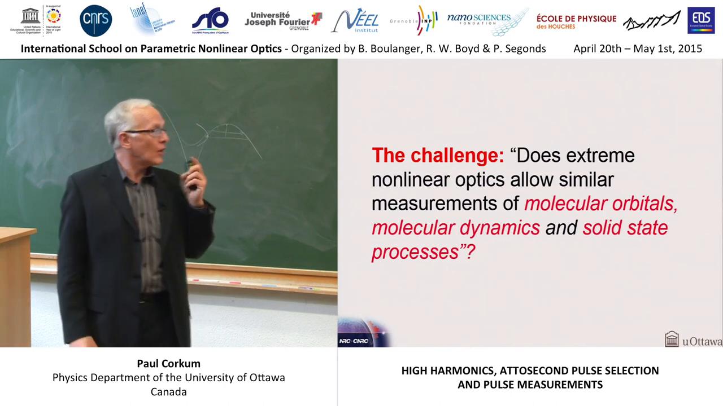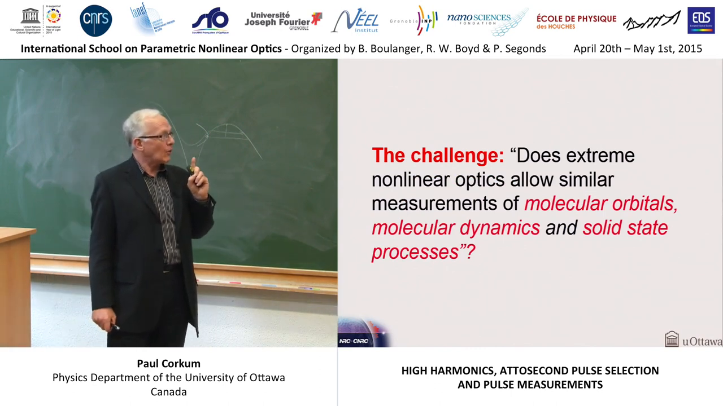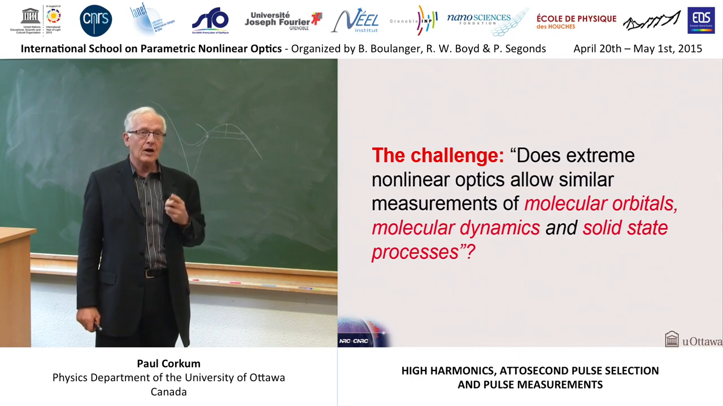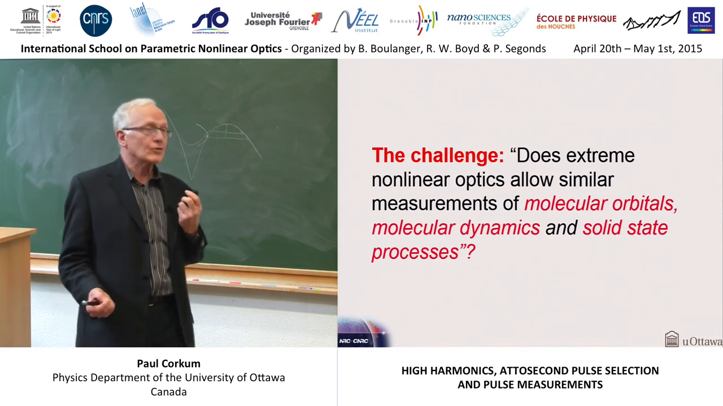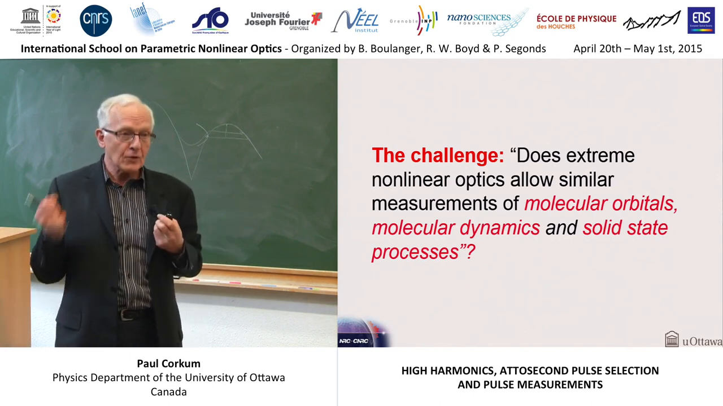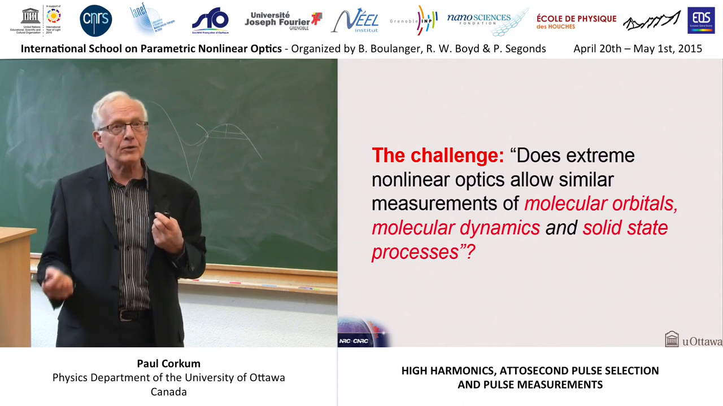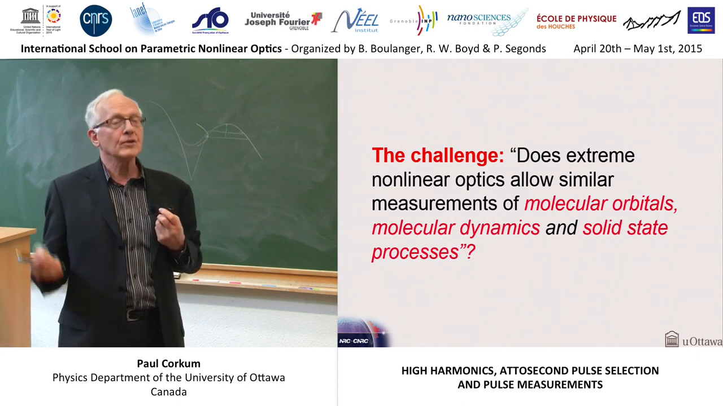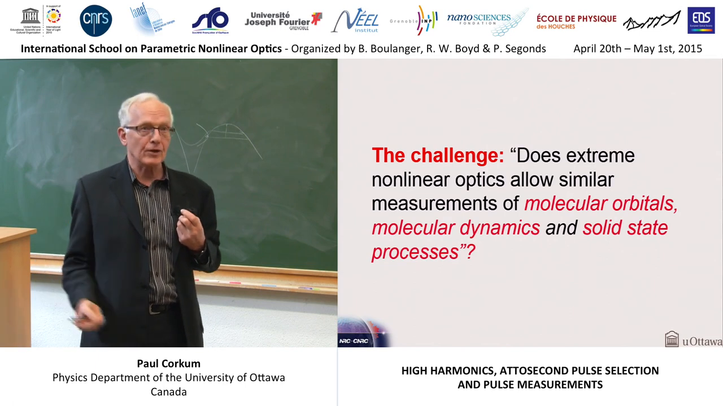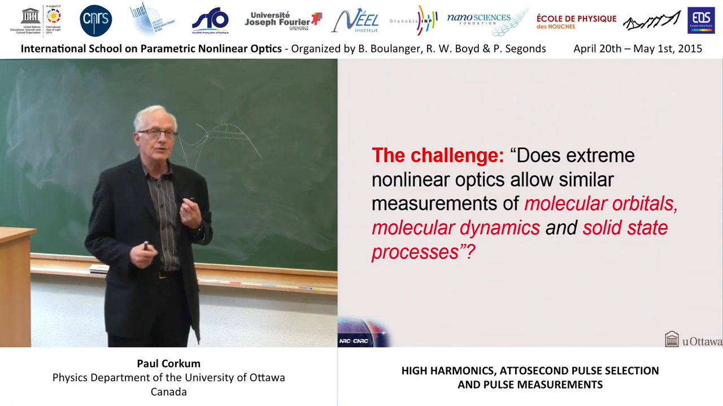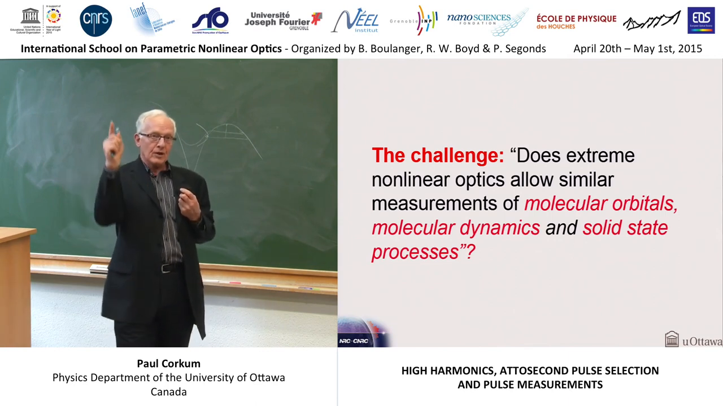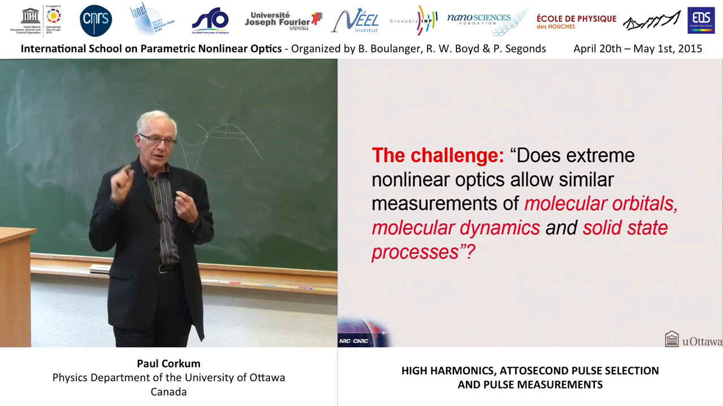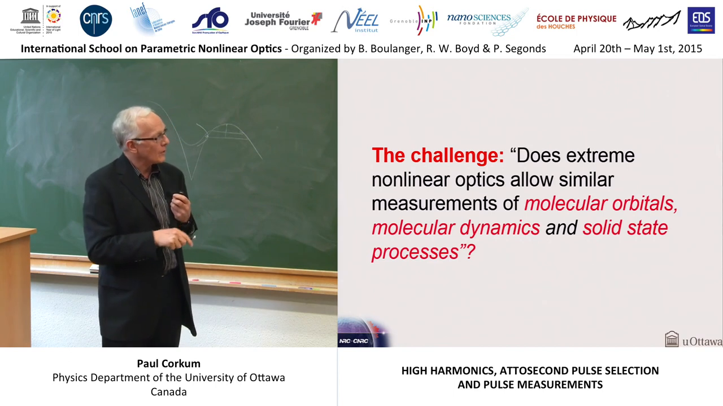So does nonlinear, extreme nonlinear optics allow us to make similar measurements of electrons? For example, molecular orbitals, molecular dynamics, solid state processes. If it does, then extreme nonlinear optics will bring the power to this field similar to what perturbative nonlinear optics has done. So that's really what I want to talk to you about this afternoon. I'm going to try to show you that this is possible. I will talk about how to measure an orbital. I'll look some at chemical dynamics, and I'll end with solids. So that's what it is.